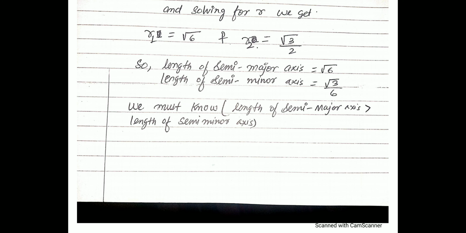Now solving for r, we get r1 equals root 6 and r2 equals root 3 by 2. So the length of semi major axis is root under 6 and the length of semi minor axis is root under 3 by 2. We must know that the length of semi major axis is always greater than the length of semi minor axis.